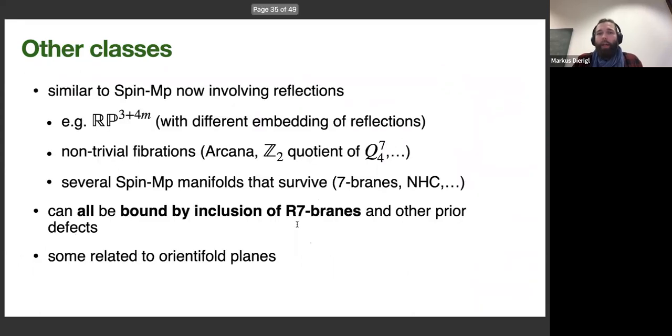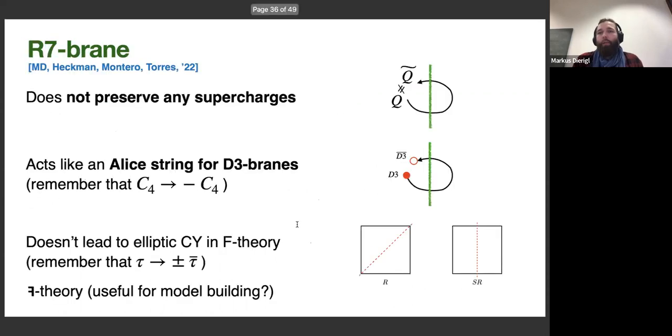But with that, there's also, of course, if you go up in dimensions, more diverse things. You have non-trivial fibrations as before, often Spin-Mp2 survives. But I don't want to go into much more detail here and really focus on this interesting new 7-brane, namely the reflection 7-brane that was studied in the paper last year.